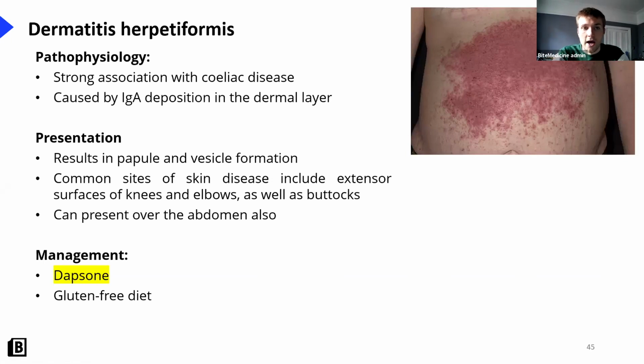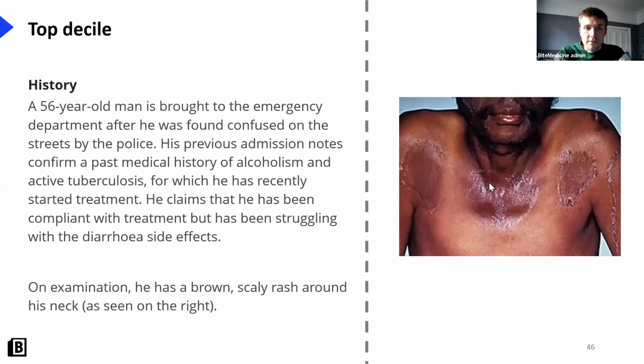We've now just got two top decile SBAs that are very tricky, I'm hoping, and we'll just quickly go through them now. So we've got a 56-year-old man brought to the emergency department after he was found confused on the streets by the police. His previous admission notes confirm a past medical history of alcoholism and active tuberculosis, for which he has recently started treatment. He claims that he has been compliant with treatment, but has been struggling with the diarrhea side effects. On examination, he has a brown, scaly rash around his neck, as seen on the right here.